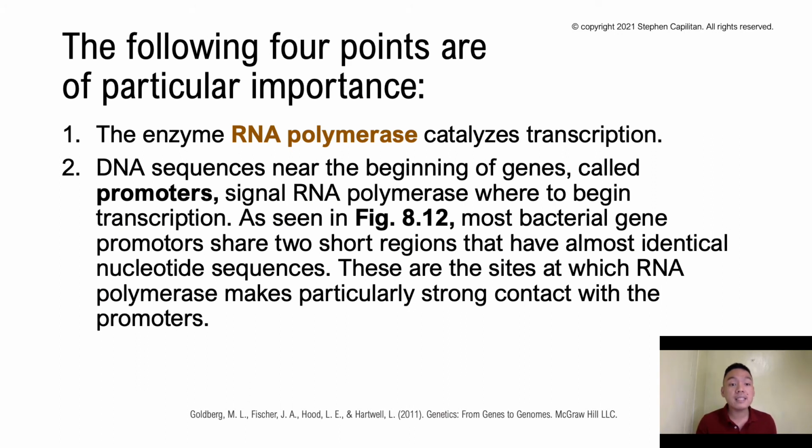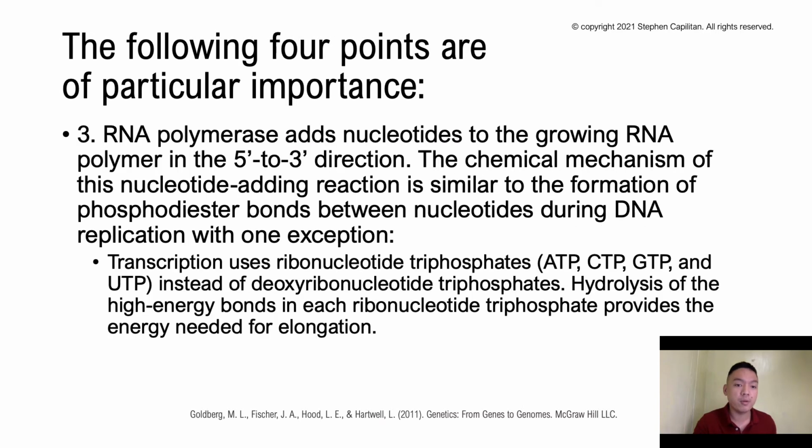The enzyme RNA polymerase again catalyzes transcription. DNA sequences near the beginning of genes are what we call promoters. They signal RNA polymerase to begin transcription. As you see in the bacterial gene, promoters share two short regions which have almost identical nucleotide sequences, and these are the sites at which RNA polymerase makes particularly strong contact with the promoters.